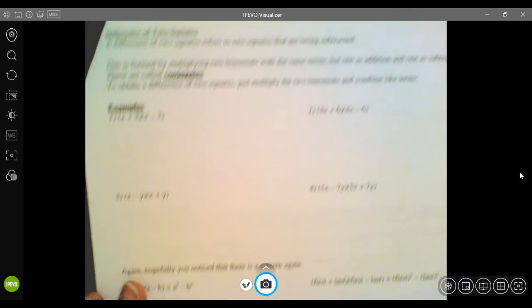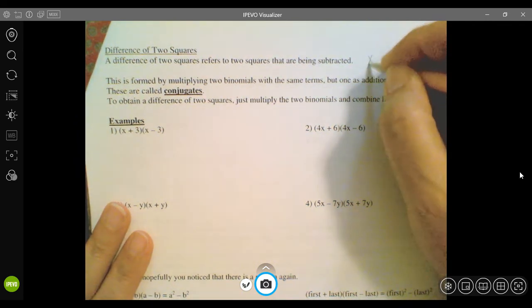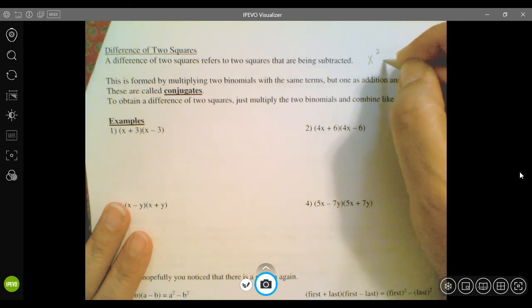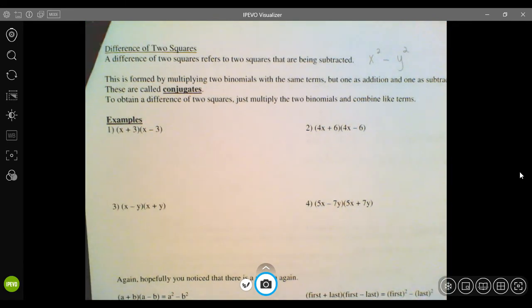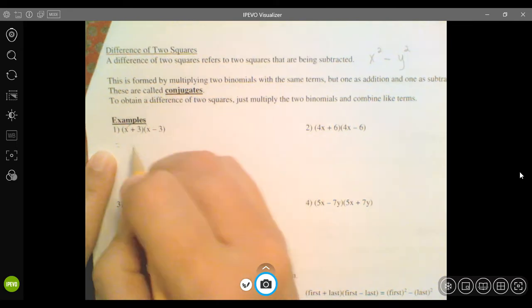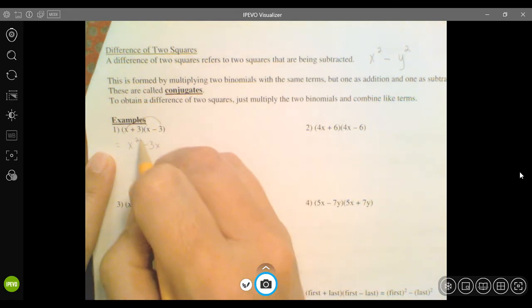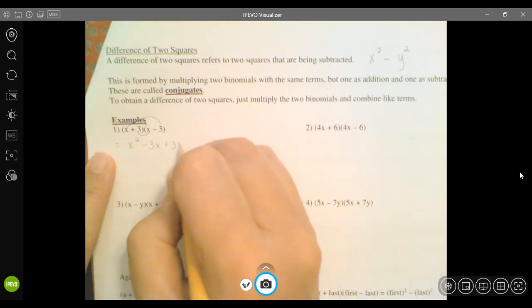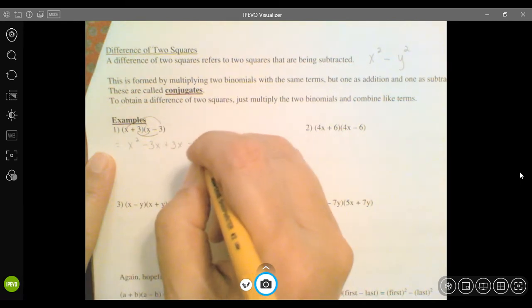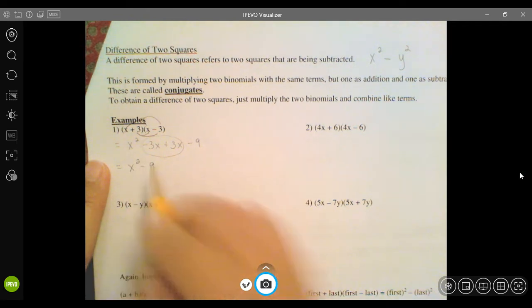All right. Difference of two squares. This is what happens whenever it actually looks like this. There's a square. Remember, difference means minus, and there's another square. That's what it's going to look like. Okay. So here, again, I'm going to use the FOIL method because I'm lazy. X times x is x squared. Outside times outside, negative 3x. Inside times inside, plus 3x. Last times last is negative 9. These are going to zero out. I'm left with x squared minus 9.